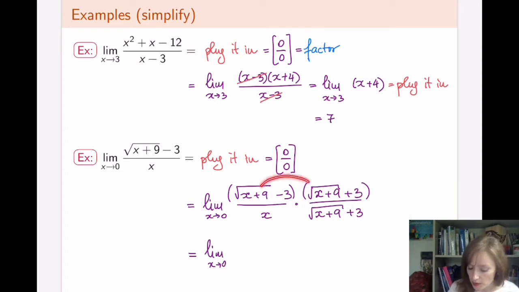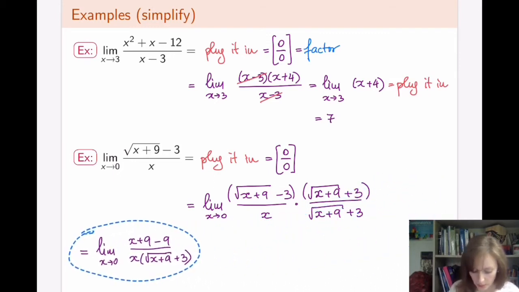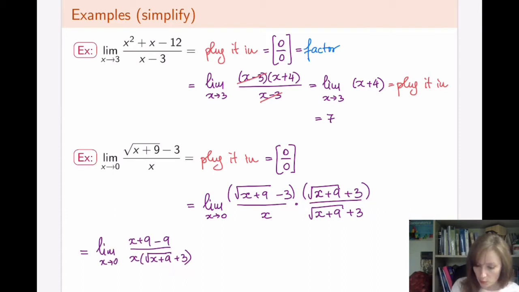Here, though, foiling it out, I see that the first thing I get is root of x plus 9 times root of x plus 9, which is x plus 9. And then I'm going to get the root times 3 and the root times minus 3, so they will cancel each other out. And the last term is 3 times negative 3, which is minus 9. But my bottom is going to be this entire expression, okay? Maybe let me move it here. Nope, won't fit.